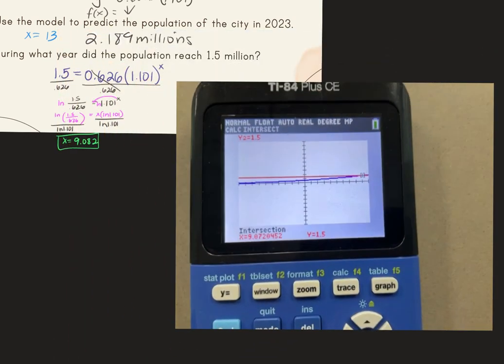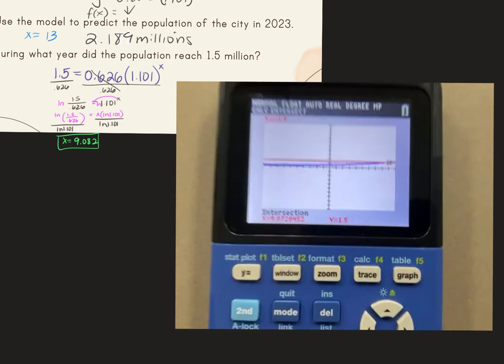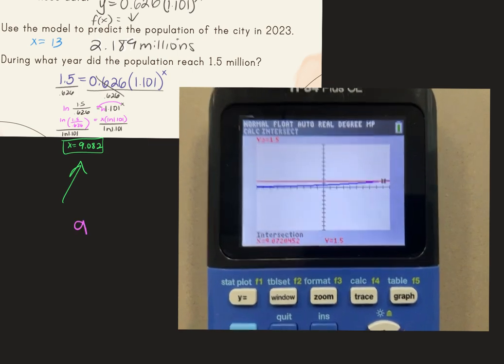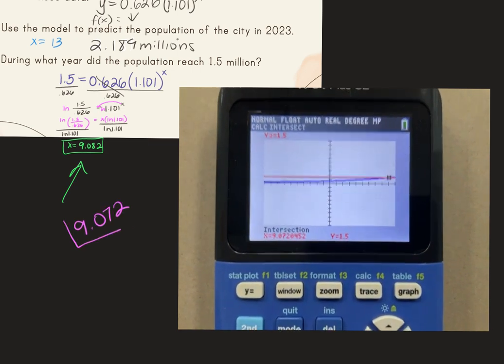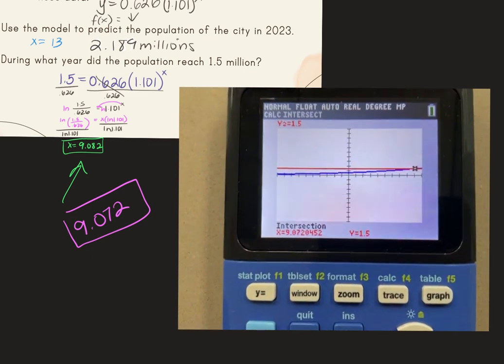Well, no, it's not exactly what we got. It's rounded on this side. On the right side, it's more accurate: 9.072 would be more accurate.